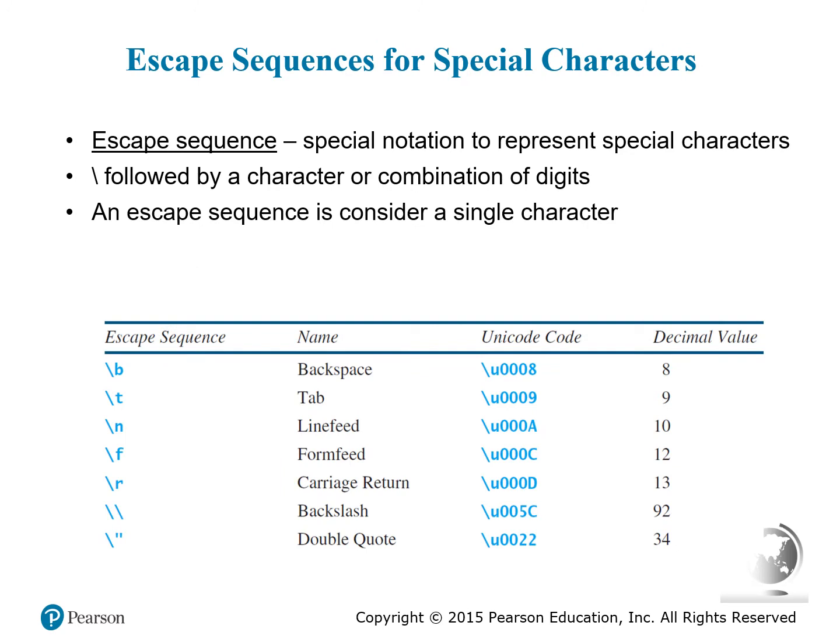Java uses a special notation called an escape sequence to represent special characters as shown in this table. An escape sequence is the escape character, the backslash, followed by a character or a combination of digits. So \t, for example, represents the tab character. Java considers an escape sequence as a single character.